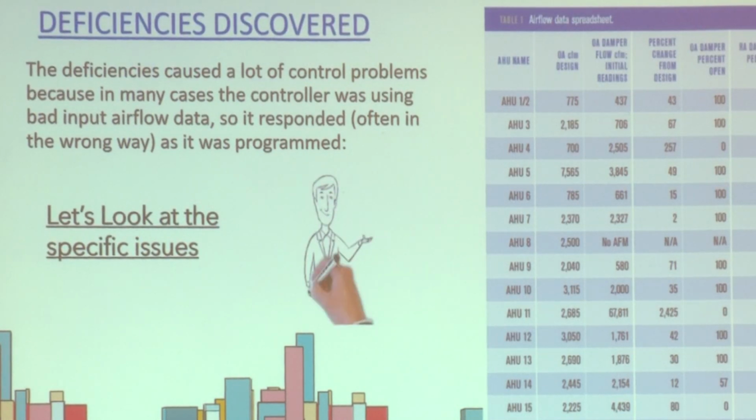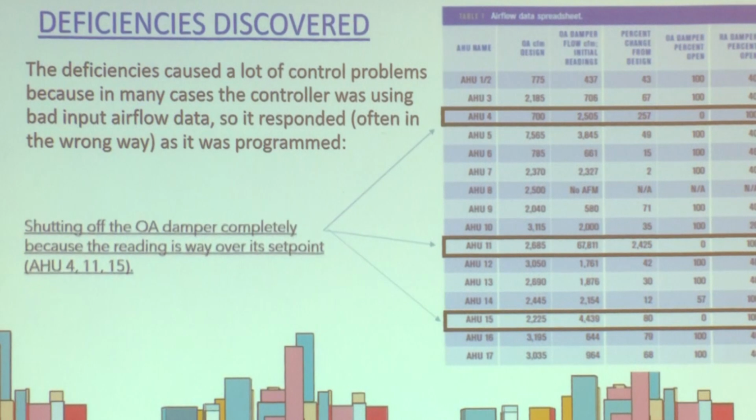So let's look at the specific issues and deficiencies that I ended up finding. This is a listing of the air handling units. This is the design outside air CFM. This is the outside damper flow, the percent change, the percent open, and the return air damper percent open. As you can see, there are varying degrees of deficiencies going on, and I'll go through each one by one.